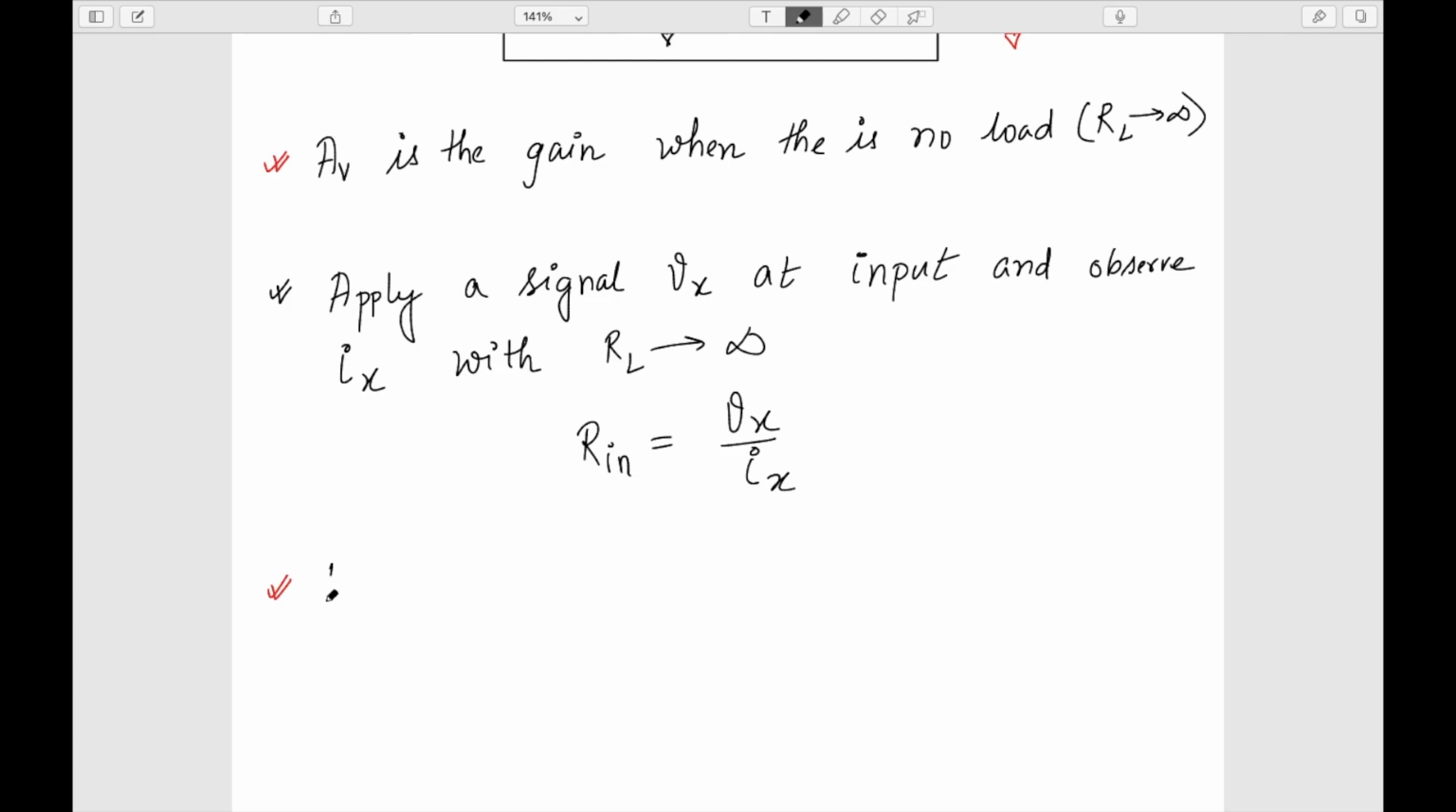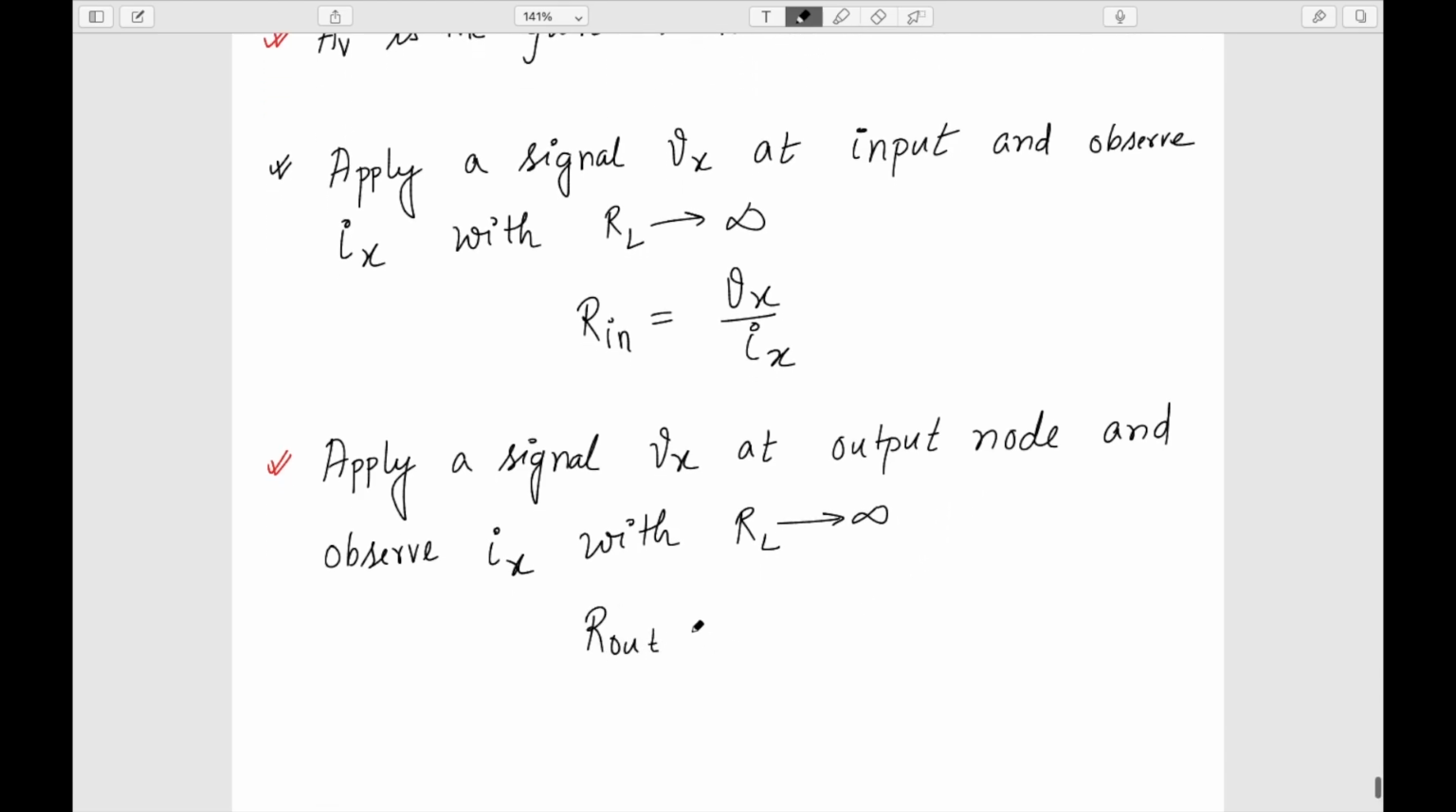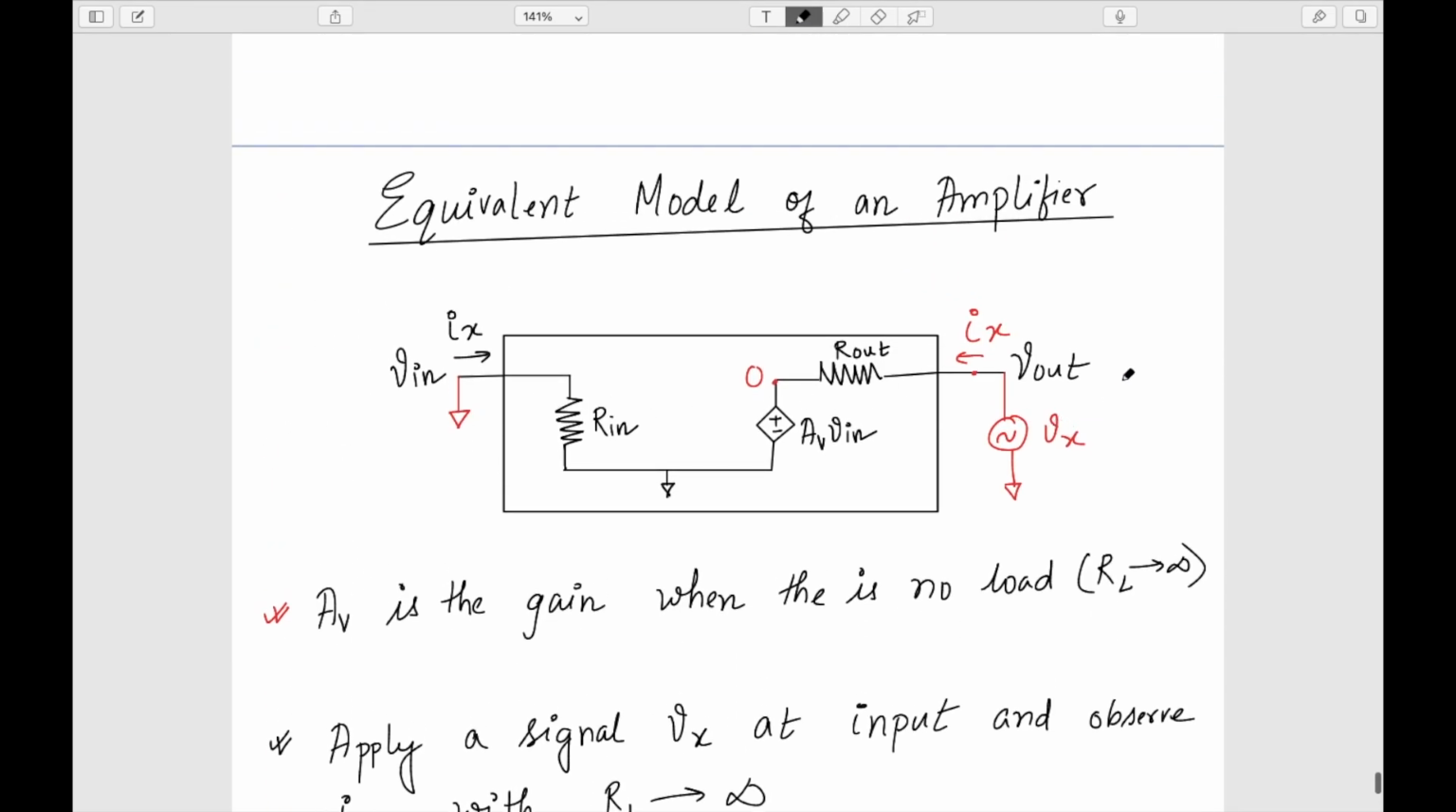Okay. So again, apply a signal Vx at the output node, and again observe Ix. Again here also, of course, the RL should not be there definitely. Okay, and my R out will be Vx by Ix. Again, the other condition is that my V in should be 0. Okay, so V in also should be 0. I should be shorting this one, so by that I will be able to estimate the output impedance of this amplifier.